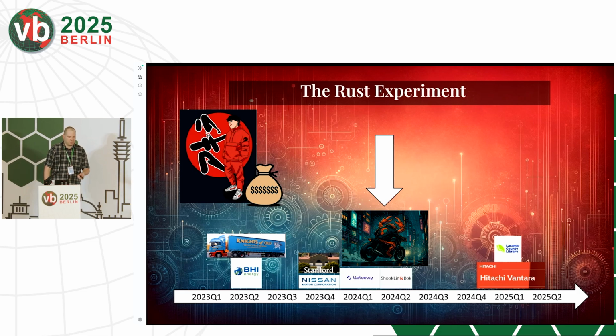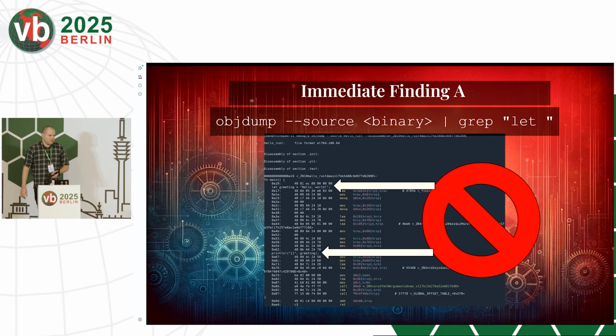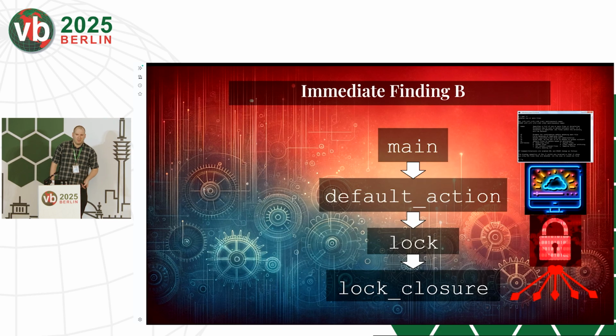Several things immediately jumped out at us. First of all, this was clearly an optimized release build. None of the metadata that you usually see in a debug build, even if you run a simple objdump, appeared in this binary. But more importantly, the execution chain for this malware was kind of weird. You have the main function, which calls something named default action, which calls lock, which I guess makes sense for ransomware, which then finally calls something named lock closure.